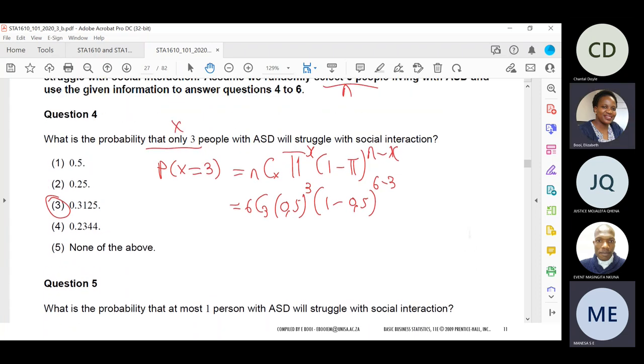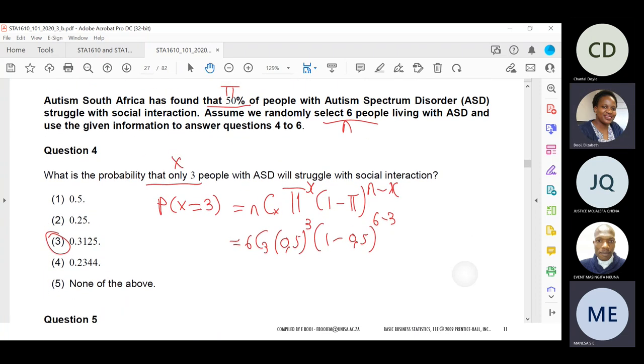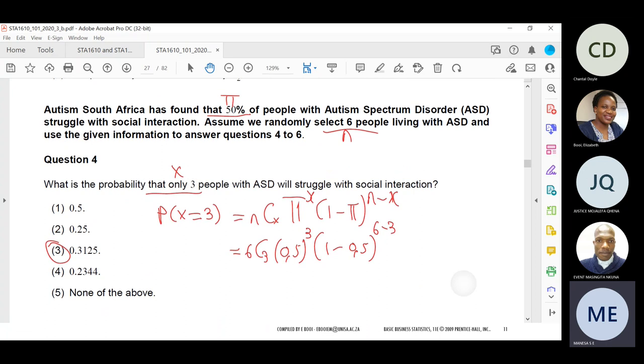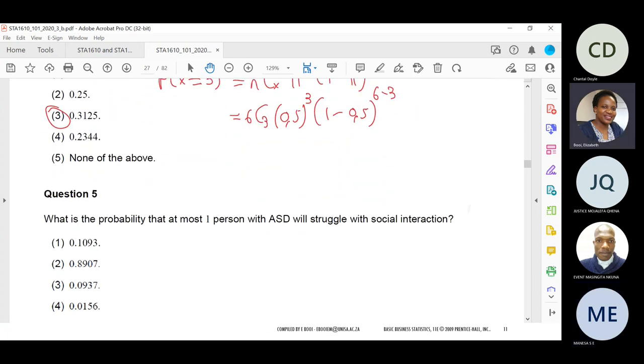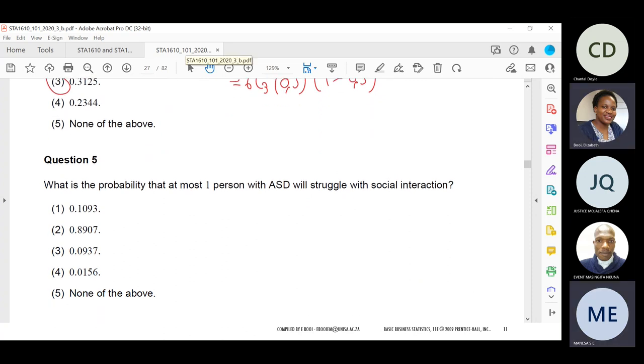Auslizy, sorry to interrupt you there. Mm-hmm. So if it had said that X is greater than 3. Let's go there. Here is your question. What is the probability that at most person with ASD will struggle with social interaction?